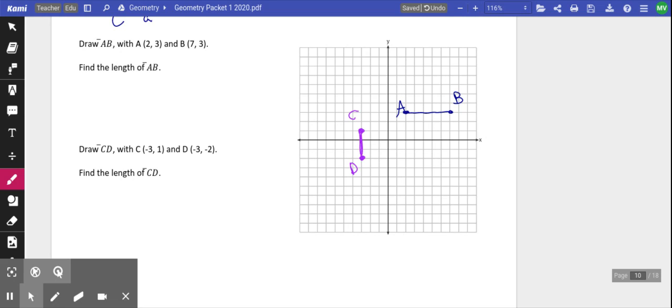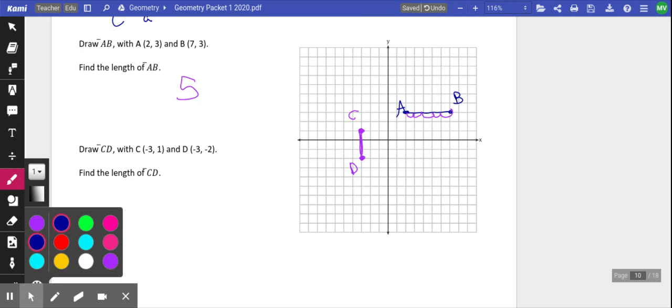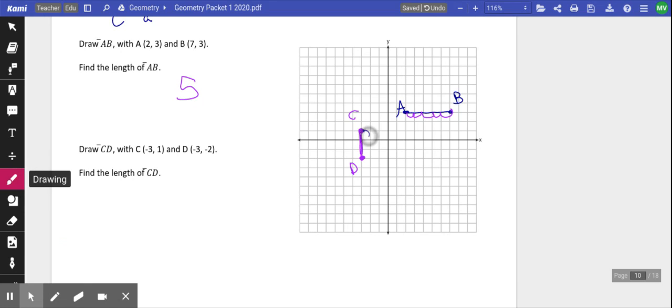Okay, so I plotted my points. You can see that I didn't label my scales. As long as you're going by 1, you don't need to label the scales. So to find the length of AB, since it's purely horizontal, going straight across, I can just count. So it's 1, 2, 3, 4, 5. So AB is 5. CD, again, since it's vertical, I can just count. So it's 1, 2, 3.